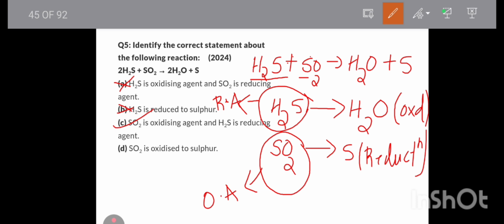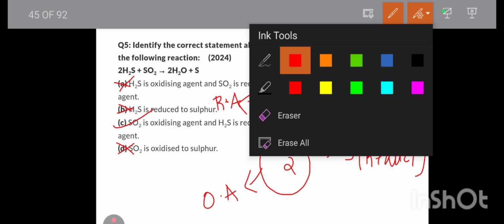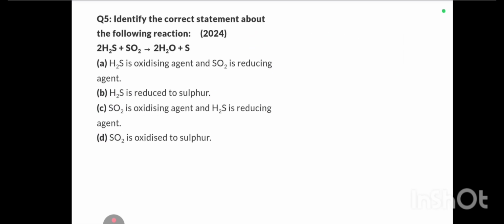Now, SO2 is oxidized to sulfur, right? No, SO2 is getting converted to sulfur. So SO2 is getting reduced to sulfur. So our option D is also incorrect. So the correct option is SO2 is oxidizing agent and H2S is our reducing agent. Hope this question is clear. Let's move to the next question.